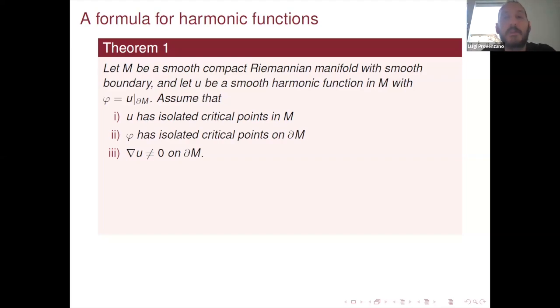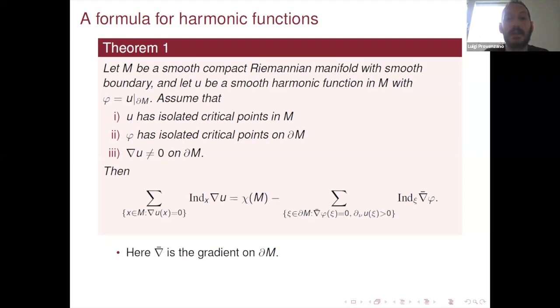So I have a smooth compact Riemannian manifold M, connected if you wish, with smooth boundary. And let U be a smooth harmonic function in M, and phi, as you see, is its restriction on the boundary. I make these three assumptions in order to state the result. I assume that U has isolated critical points inside the manifold. I assume that phi, as a function on the boundary, has only isolated critical points on the boundary. And I also assume that the gradient of U does not vanish on the boundary.